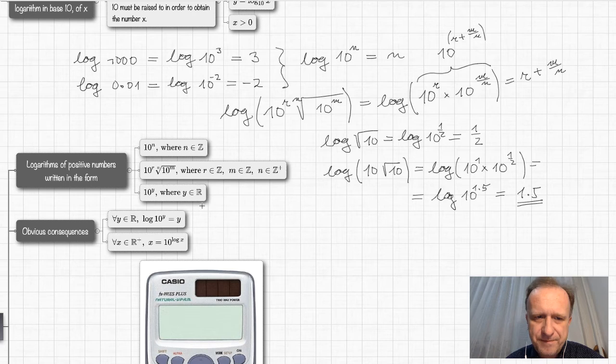Now, of course, any number in the form 10 to the power of y, we can take any number in this form and calculate its logarithm.